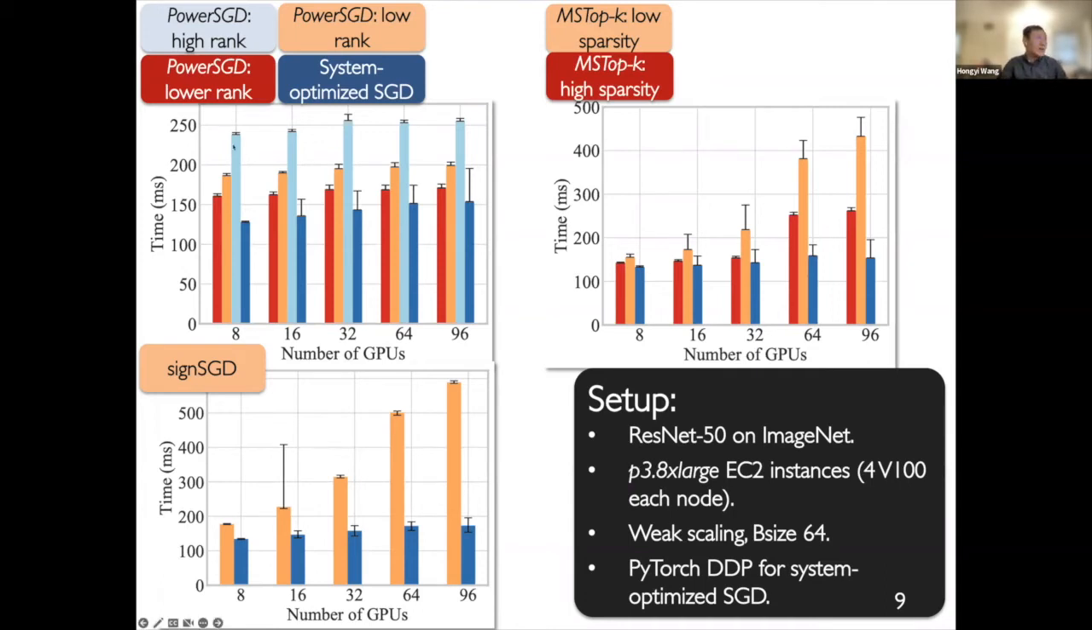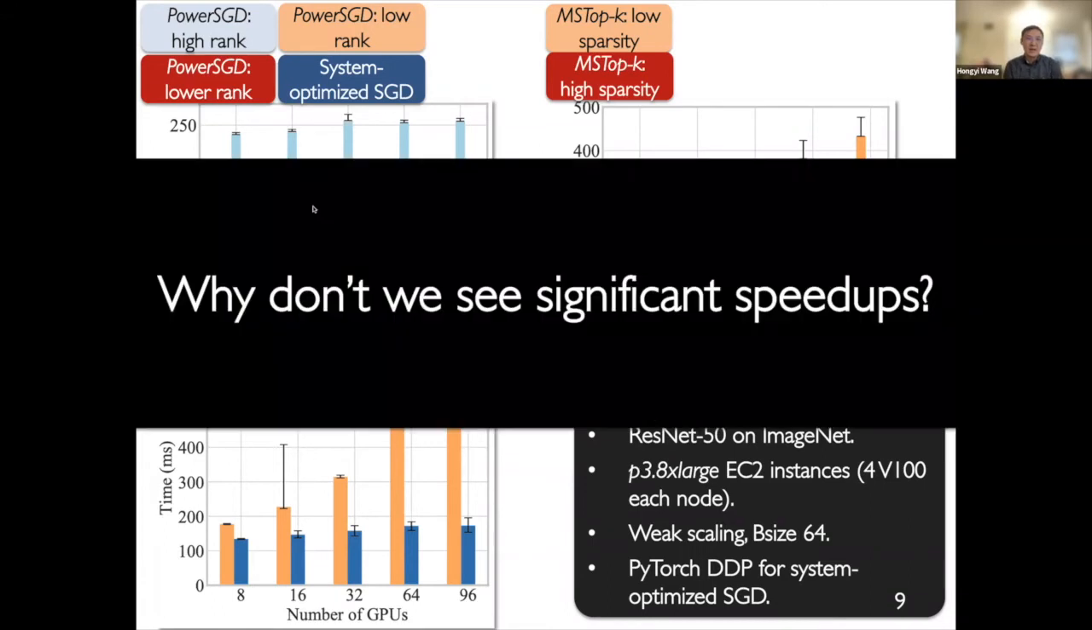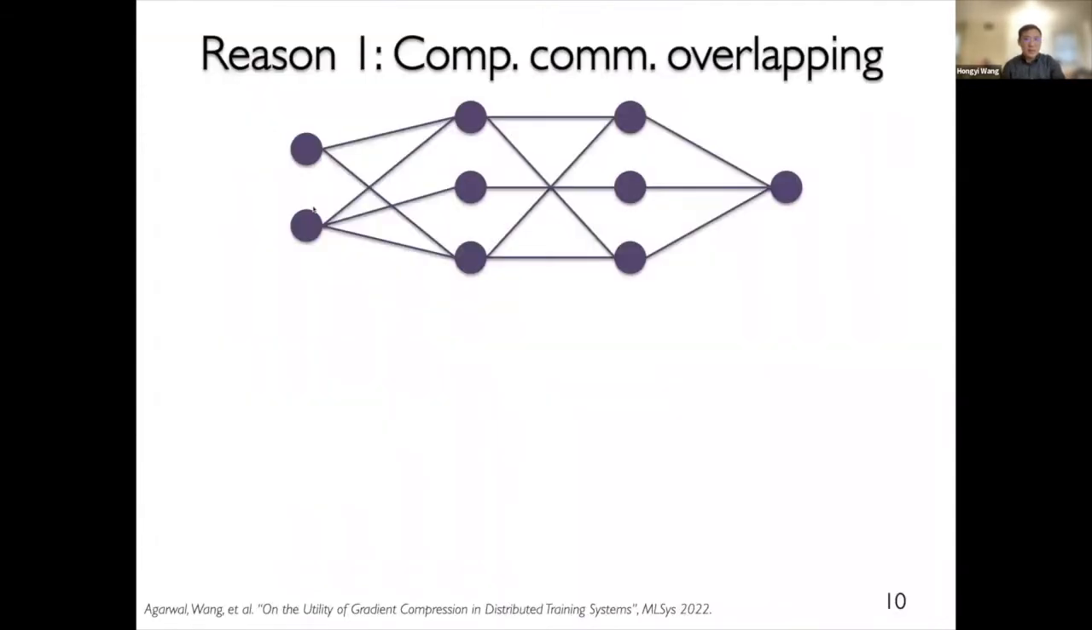And surprisingly, we observe that PyTorch DDP always wins in most of the scenarios we tried. So clearly, gradient compression does not work quite well in practice. That basically seems to give us the message. So we want to ask why. Why don't we see significant speedups even in the practical scenario? So here are a few reasons I want to share.